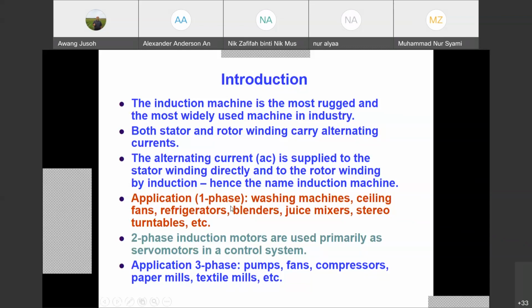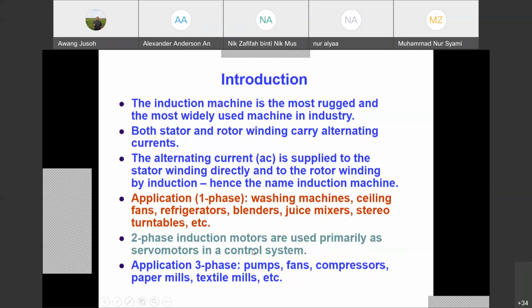As for applications of the motor, we can have single phase and also three phase. Single phase is used in the washing machine, ceiling fans, refrigerators, blenders, juice mixers, stereo turntables, and so on. This is the kind of application that uses a single-phase induction motor, especially in our homes, because normally at home we have single-phase supply. Two-phase induction motors are used primarily as servo motors in control systems.